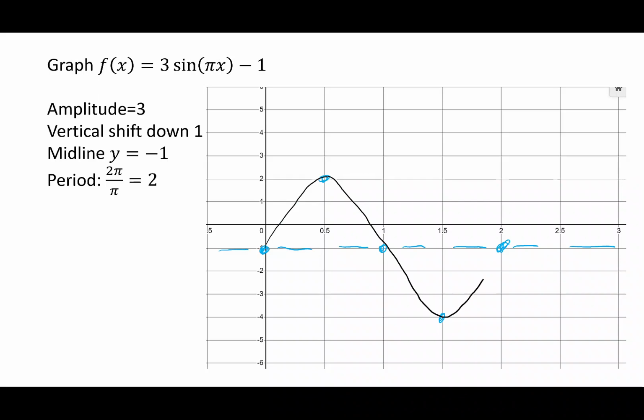We can connect the dots to see the function. If you wanted to continue the function, you would just repeat this pattern.